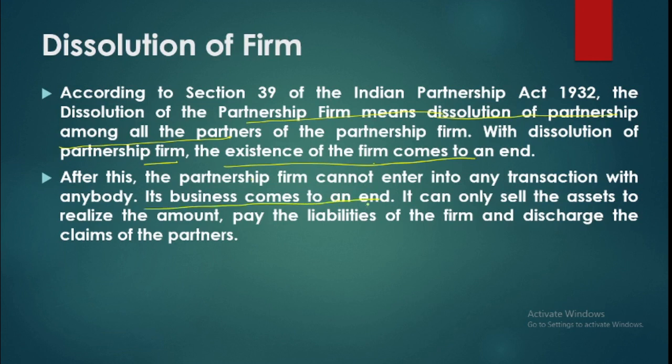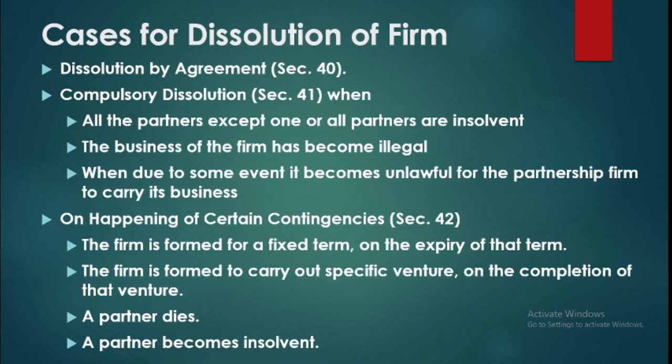So what you can do right now is sell off your assets, pay your liabilities, and then whatever amount is left you can use it to discharge the claims of the partners. So this is dissolution of the firm. Nothing is left after this. Everything closes. All the accounts are closed after this. So these are the cases for dissolution of the firm.